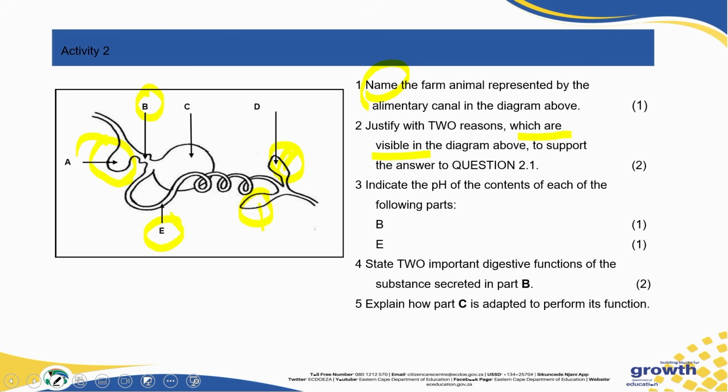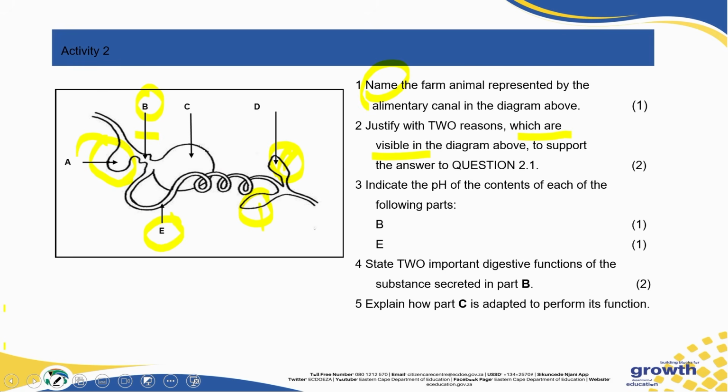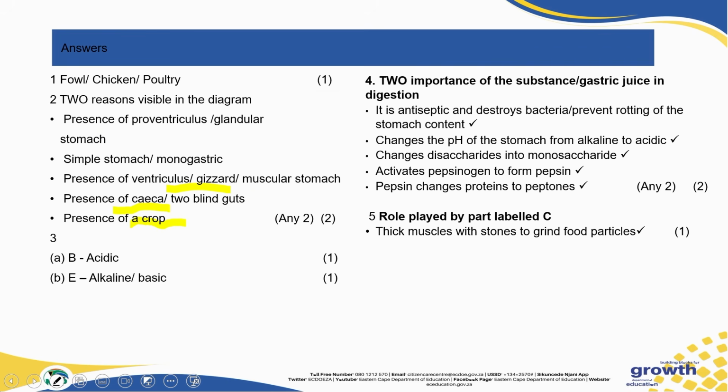And then a question indicates the pH contents of each of the following parts. Here, this is the proventriculus, the stomach. The medium is obviously acidic. And in the small intestine, the medium is alkaline, that is basic.